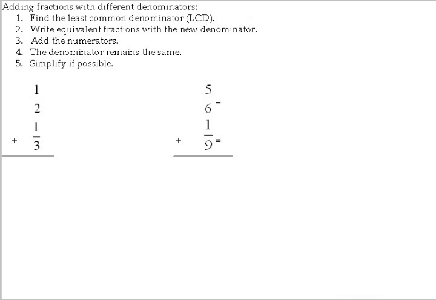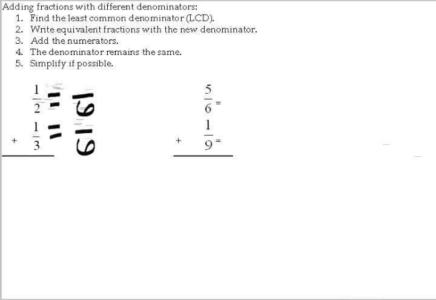So let's take a look at this first example here, 1/2 plus 1/3. Our first step is to find the least common denominator for 2 and 3. And we're going to write equivalent fractions with that new denominator. If we notice, both 2 and 3 are prime numbers, and whenever we have two prime numbers, we know that the least common denominator is the product of the two numbers. So we multiply those together. 2 times 3 is 6. So our new denominator will be 6.